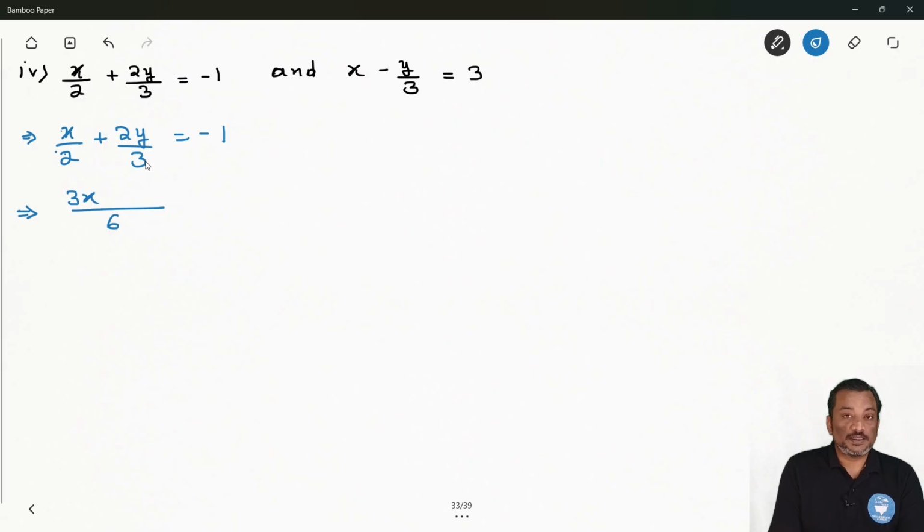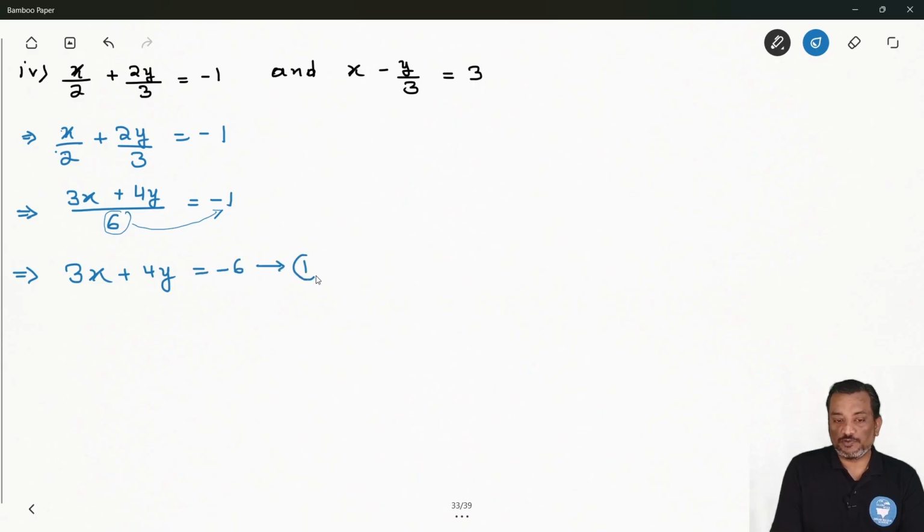Same way, 6 को आप 3 से divide कर दो, so you will get 2, and now this 2 will multiply with 2y, so you will get 4y is equal to minus 1. ठीक है. अब देखो ये जो आपका 6 है, it will transpose to other side. Okay, so you will get 3x plus 4y is equal to minus 6. Okay, now this one you can take as equation 1. ठीक है, ये आपका फाइनल इक्वेशन 1 आ गया.